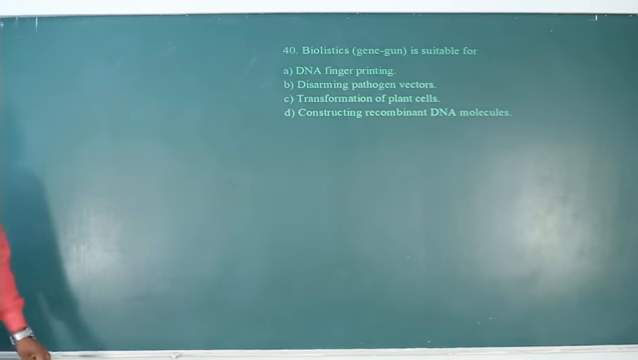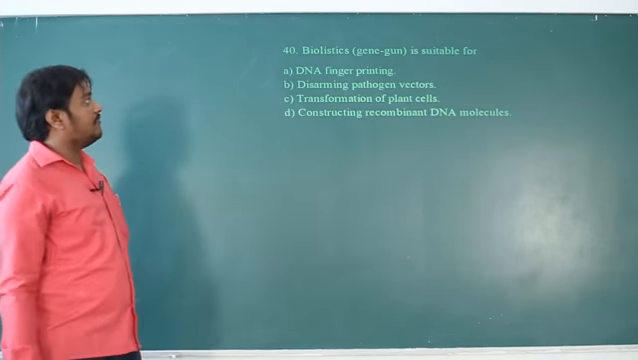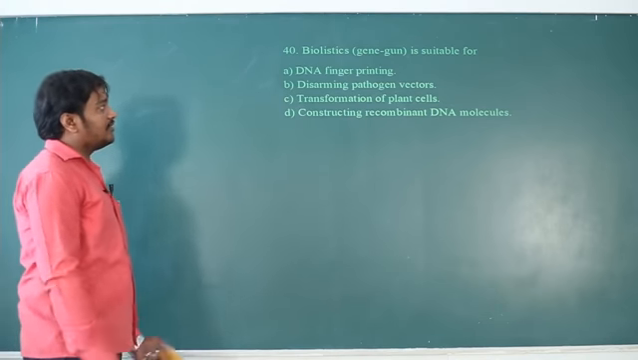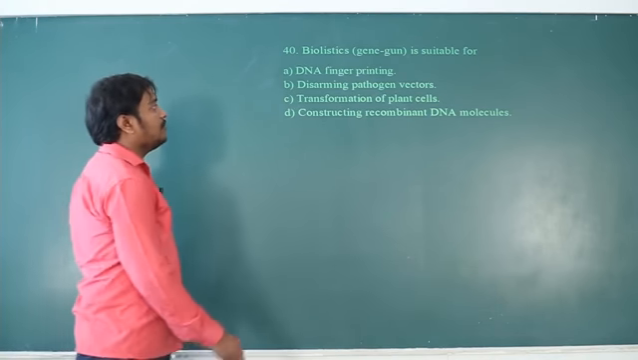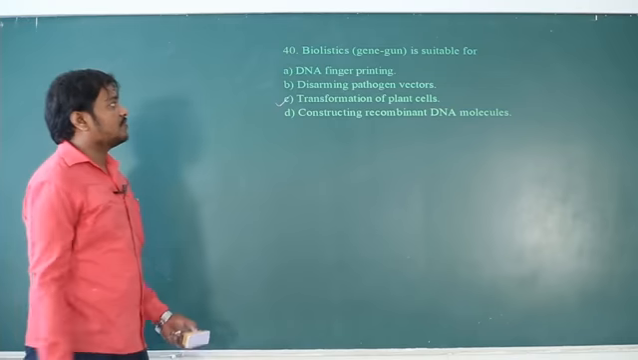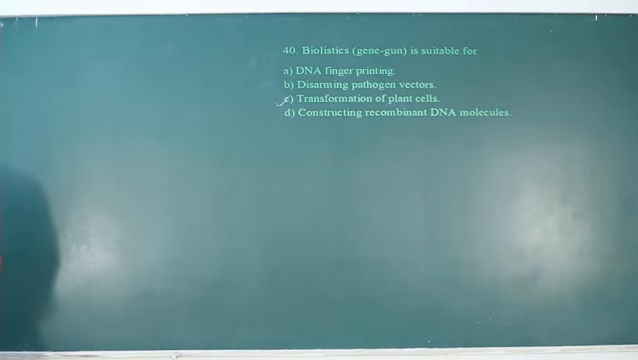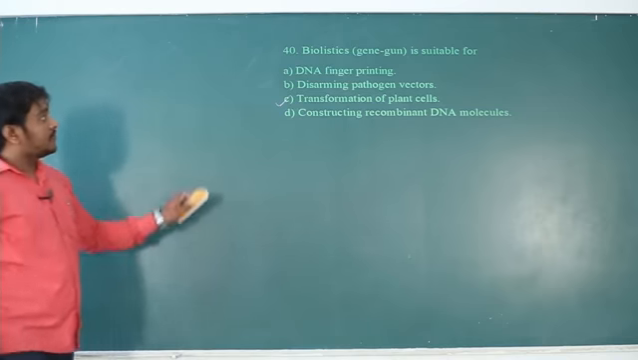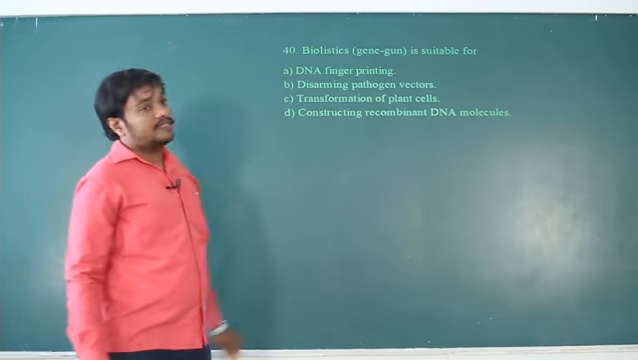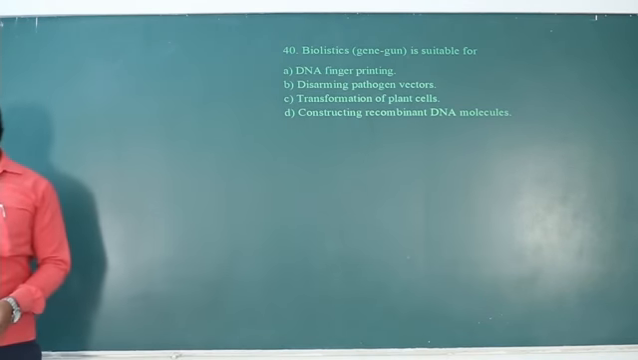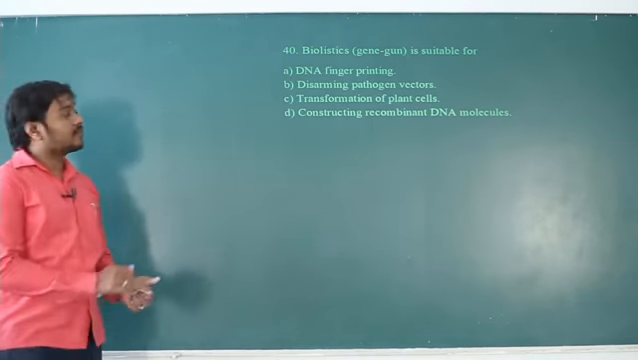Next, biolistic is suitable for DNA fingerprinting, dissolving pathogen, transformation of plant cells, constructing recombinant DNA molecule. So it is for transformation of plant cells. For that purpose we can use it. So that's it. This is about the biotechnology principles and processes chapter. Thank you.